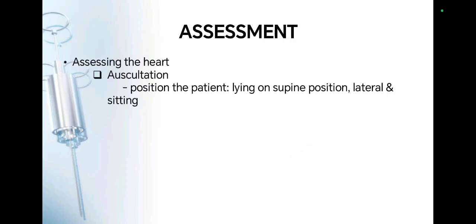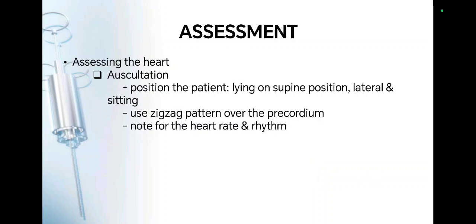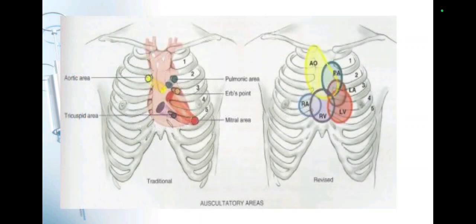So for auscultation, position the patient either in supine, lateral, or sitting position. Use a zigzag pattern over the precordium. Note the heart rate and rhythm, and identify your S1, S2, S3, and S4. These are what we call your heart sounds. Your S1 and S2 are the normal sounds, while your S3 and S4 are your abnormal sounds. So you have to take note of that.